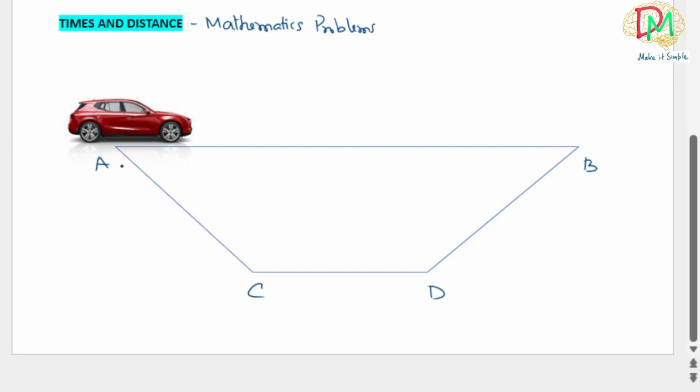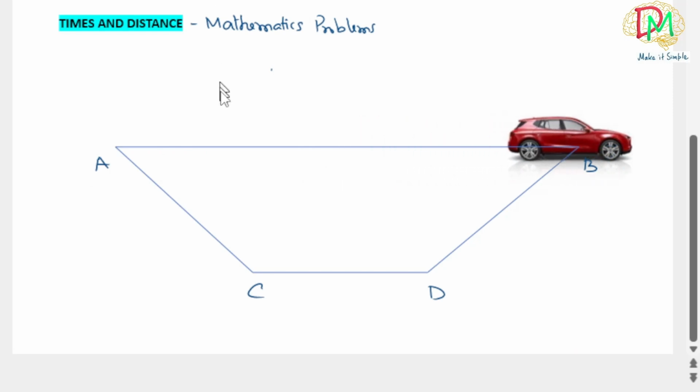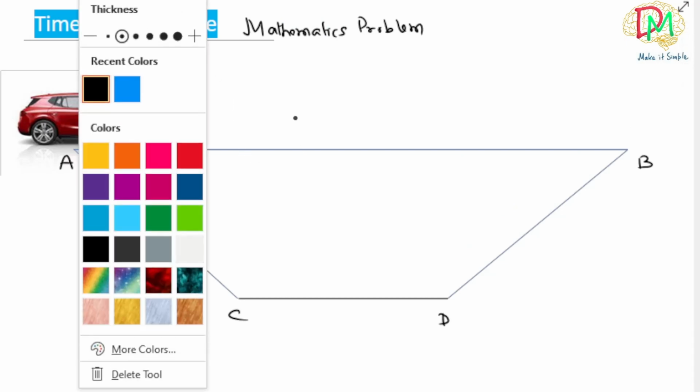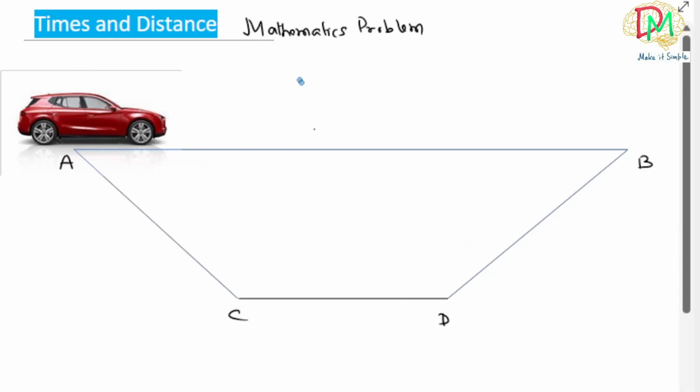Let's take one example. This car moves from place A to B but follows different paths. First it moves along the straight path AB. Then it moves from A to C to D to B. So it follows AB, then ACDB. Clear?